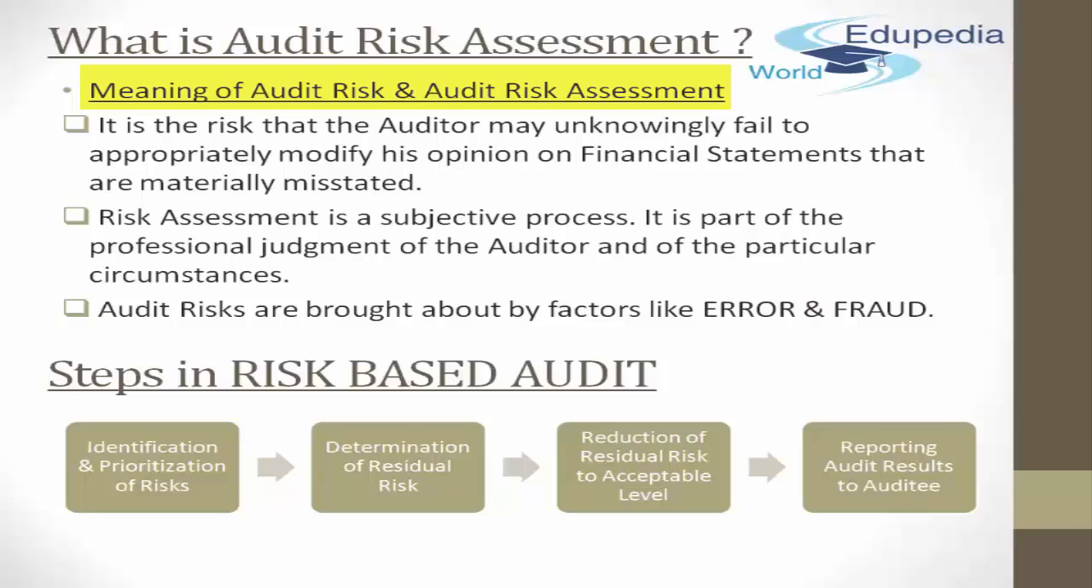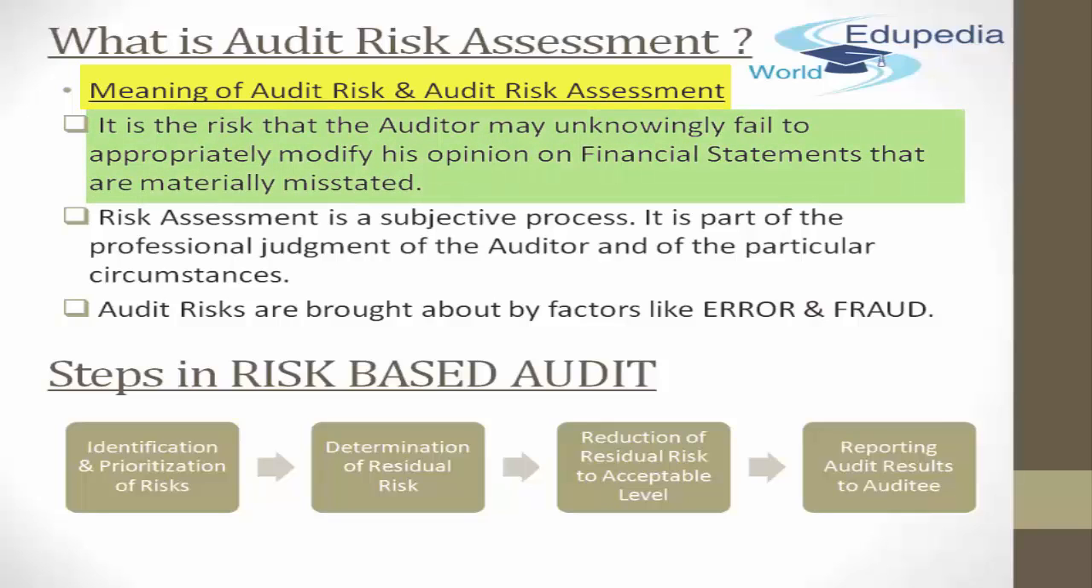It is the basic risk that you as an auditor may unknowingly fail to appropriately modify your opinion on the financial statements that are materially misstated. Supposedly, there is a situation wherein, from the top level, you look inside the financial statement and you feel that everything is pretty much okay and fine. There is not even a single indication with which you can think that some misstatements are going on in that particular financial statement, or that there is something wrong in it.